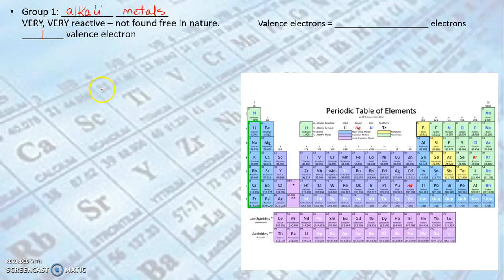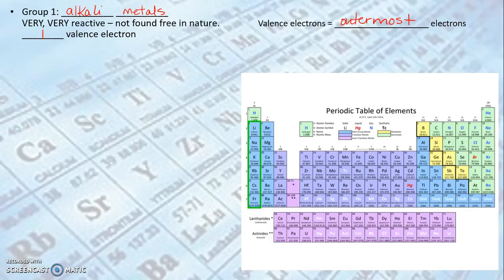And you might say, well, what in the world is a valence electron? Well, a valence electron is an outermost electron. It's the one in the outermost energy level. And so hydrogen has one valence electron, just like all the other elements listed here. And so that's why it's there.